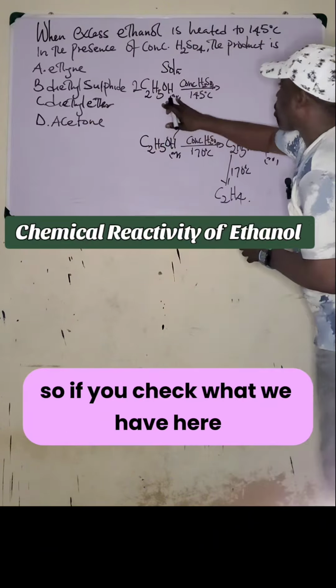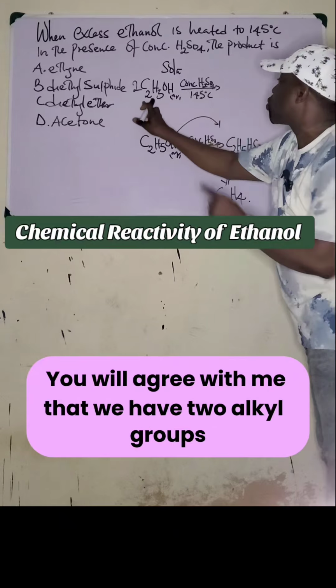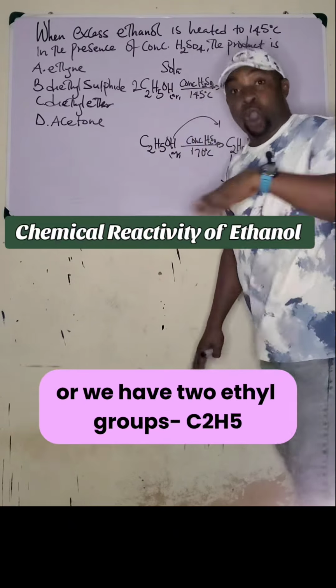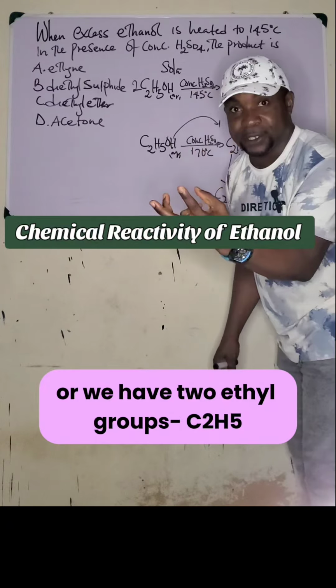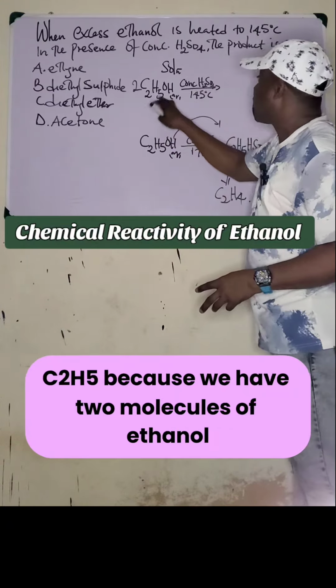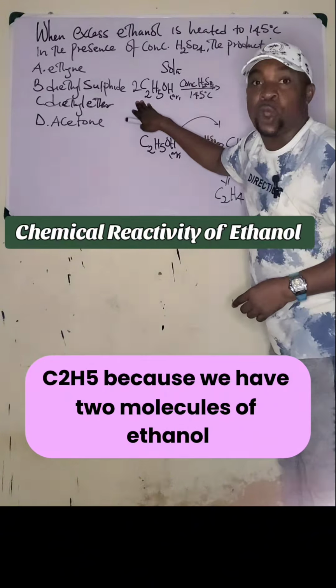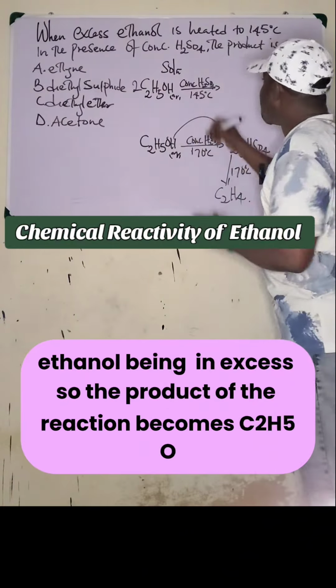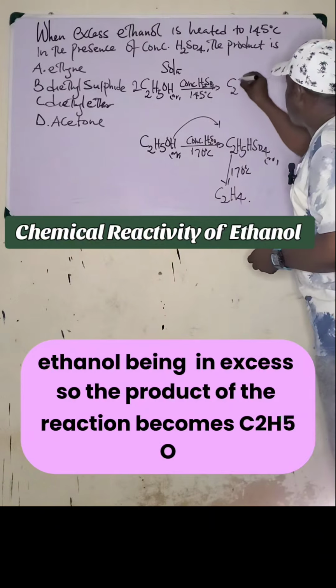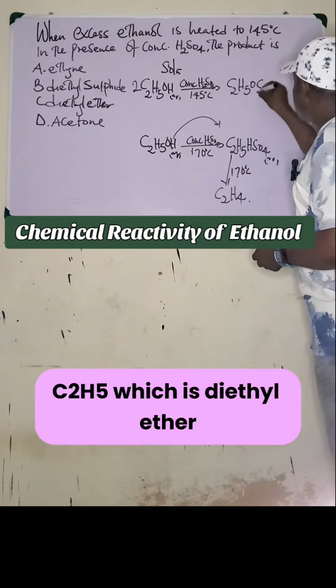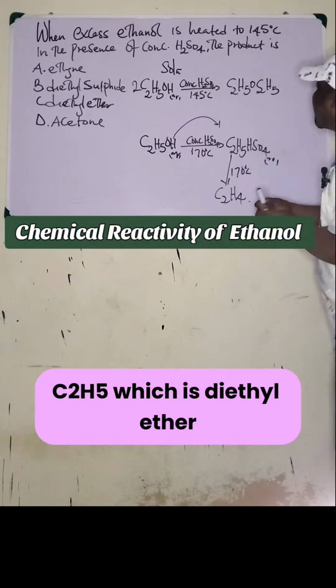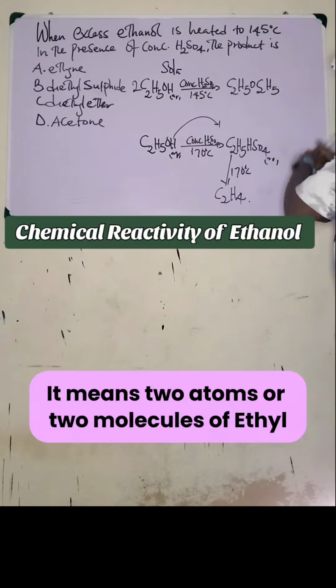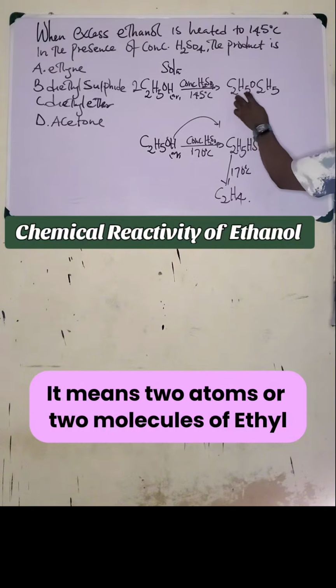If you check what we have here, you will agree with me that we have 2 alkyl groups, or 2 ethyl groups, C2H5, because we have 2 molecules of ethanol in excess. So the product of the reaction becomes C2H5OC2H5, which is diethyl ether. It means 2 molecules of ethyl.